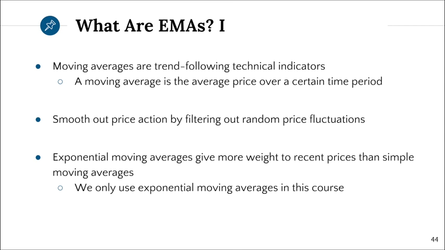Moving averages, in general, are trend-following technical indicators that smooth out price action over a certain period of time. They're able to filter out price fluctuations to show us the general trend of a currency pair or of a market over time. Exponential moving averages are the ones that we use. The reason for that is because they give more weight to recent prices than simple moving averages. We're day traders in the short term, which means we need the most accurate short-term data possible. Exponential moving averages are always going to give that to us.